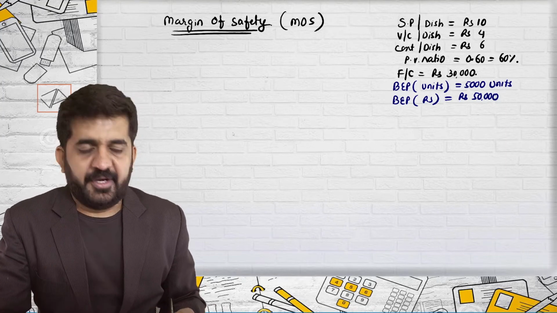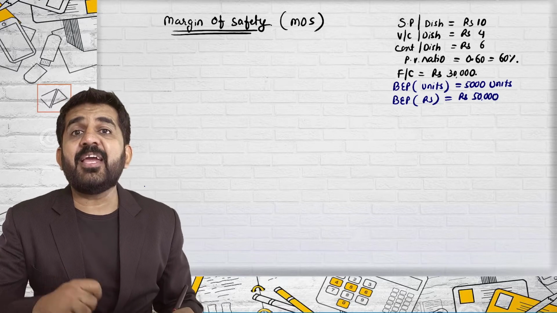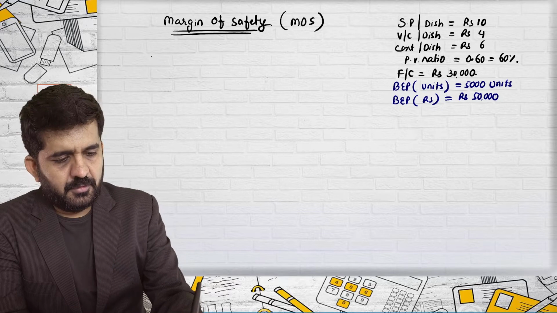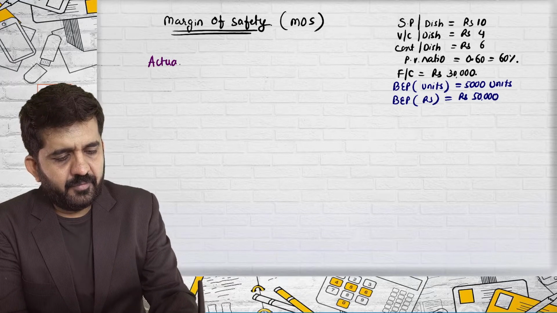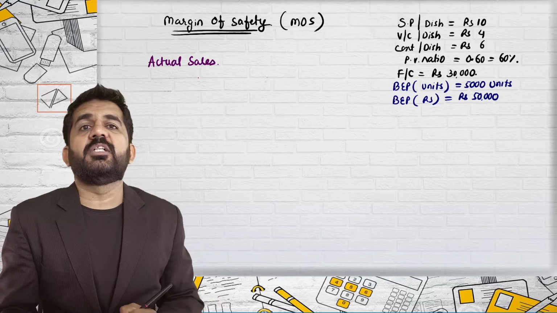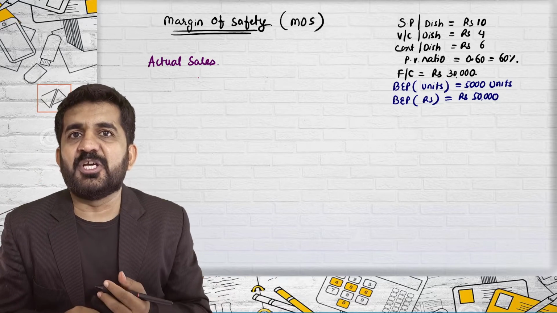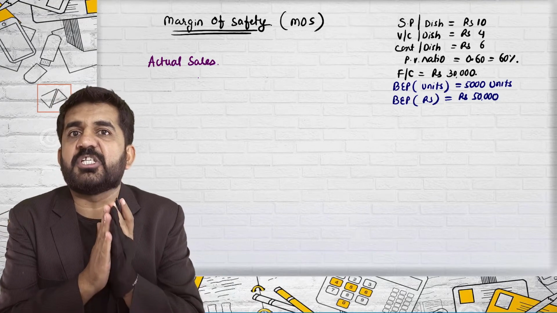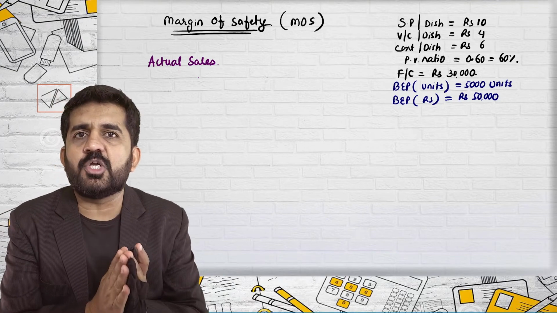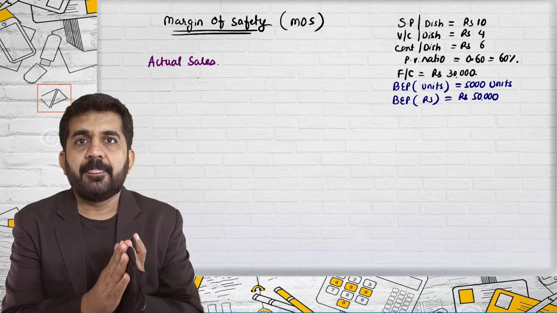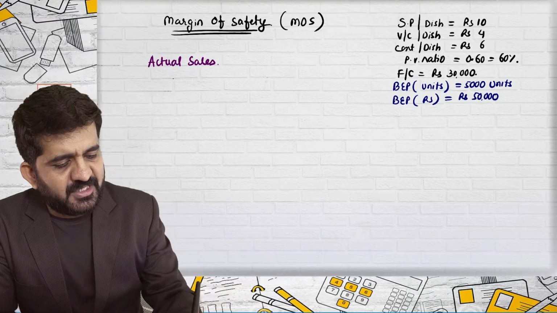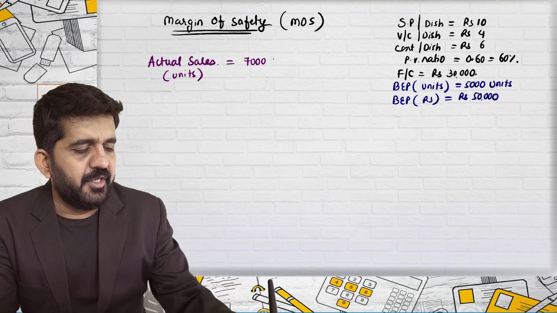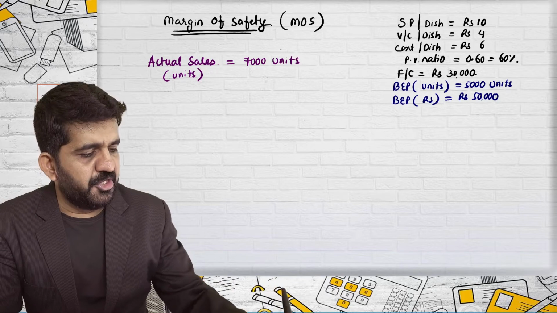Now try to concentrate. My actual sales. My actual sales is 5,000 units. No, actual sales is not 5,000 units. This is just a figure which I have found out, that at 5,000 units there will be no profit, no loss. Then what is my actual sales? It is 7,000 dishes.